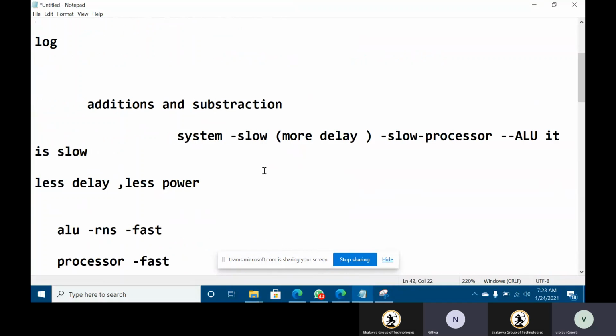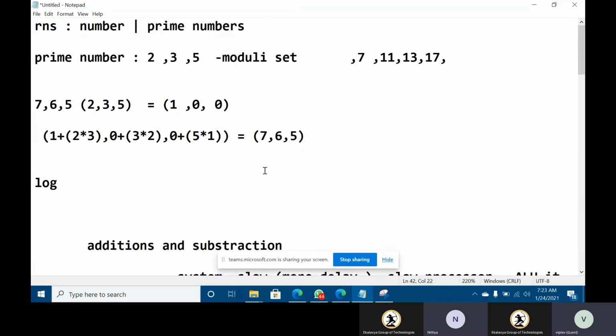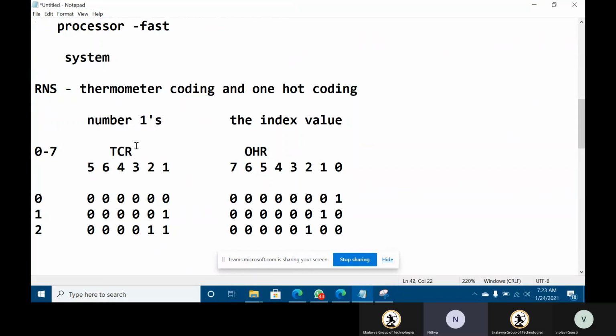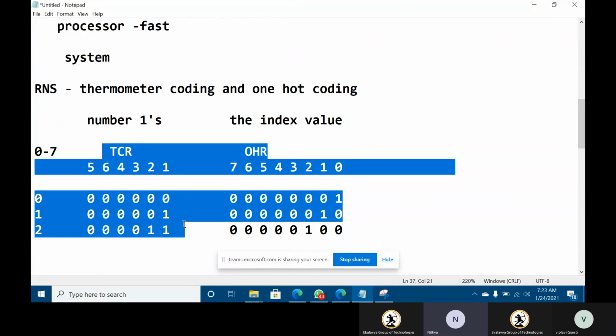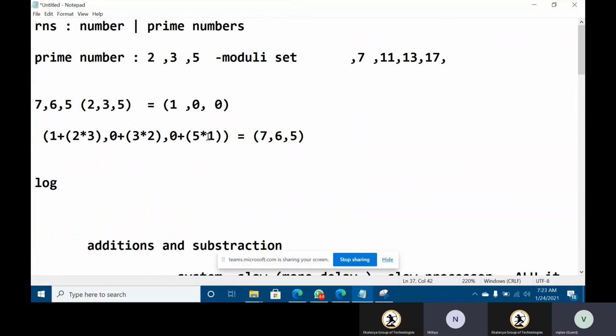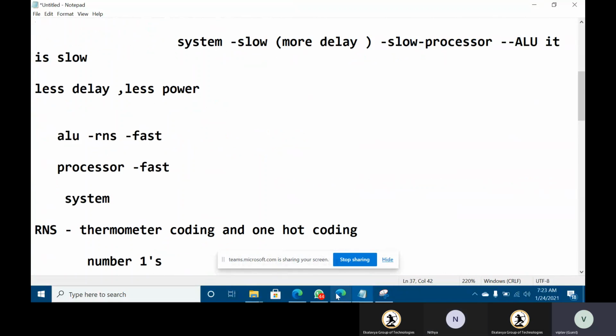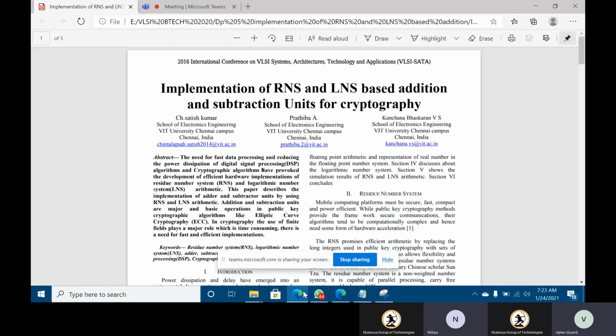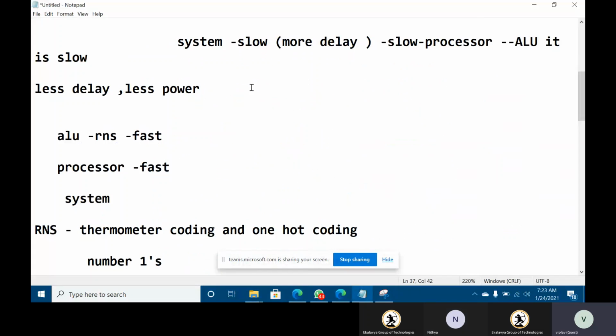In coding, whether it is thermometer coding or one hot coding, we will be implementing it in Xilinx. Coding is in Xilinx itself. We don't need backend work here, so this is a front end paper.